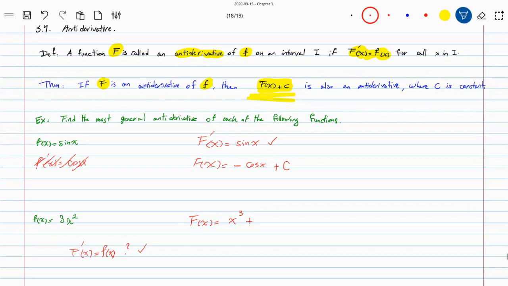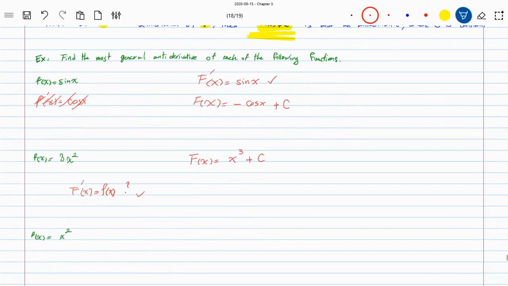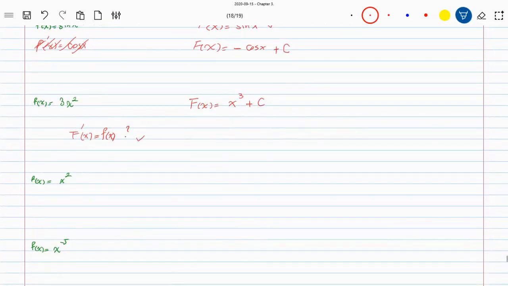But any combination of constants added to this function still satisfies the property that the derivative is equal to f of x. And this is not guessing. When you take the derivative of x to the power 3, what you do is you drag down the exponent and subtract 1 from the exponent. What we're going to do is try to find a method to go backward in taking the derivative. So here, what if it was x squared, not 3x squared?